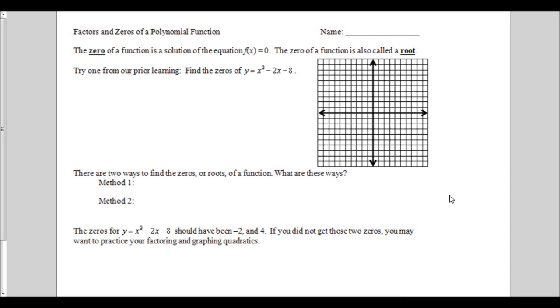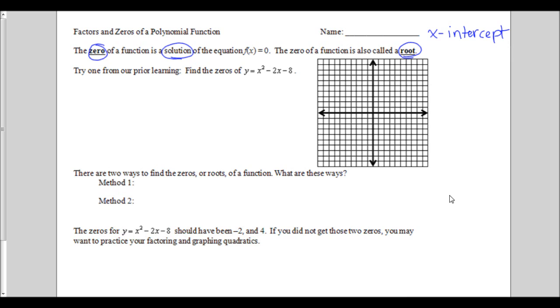In this video, we're looking at the factors and zeros of a polynomial function and the relationships between them. We have some vocab up at the top. The zero of a function is a solution of the equation f of x equals 0. The zero of a function is also called a root. And then as a reminder, on a graph, that would also make an x-intercept. We need to realize that all those words are talking about the same thing.